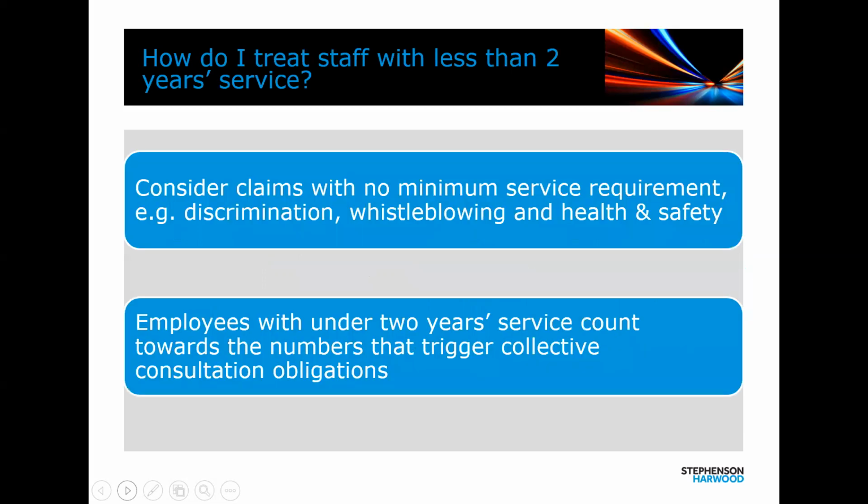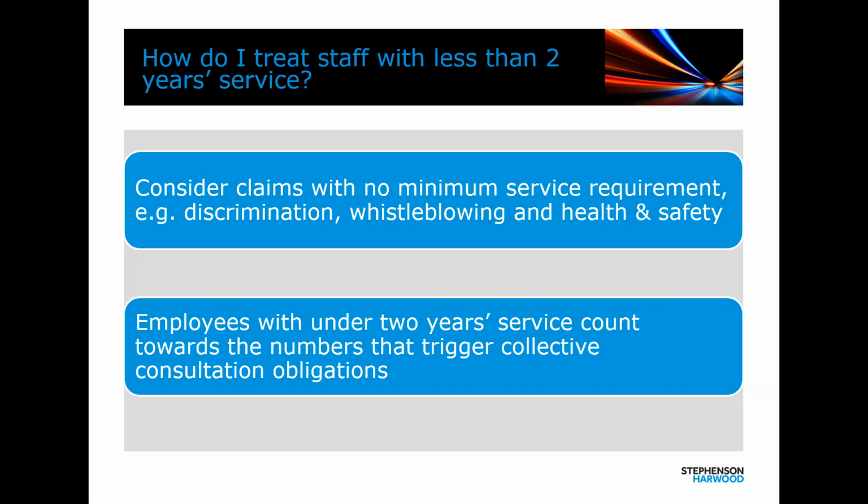Okay, thanks, Paul. So we've just touched there on employees with less than 2 years' service not being entitled to a statutory redundancy payment, but moving on to just a word of caution on those employees. It's a common misconception amongst employers that dismissing an employee who doesn't have 2 years of service will mean that they're safe from an employment tribunal claim. However, there are certain claims with no service requirement, for example, discrimination and whistleblowing claims.